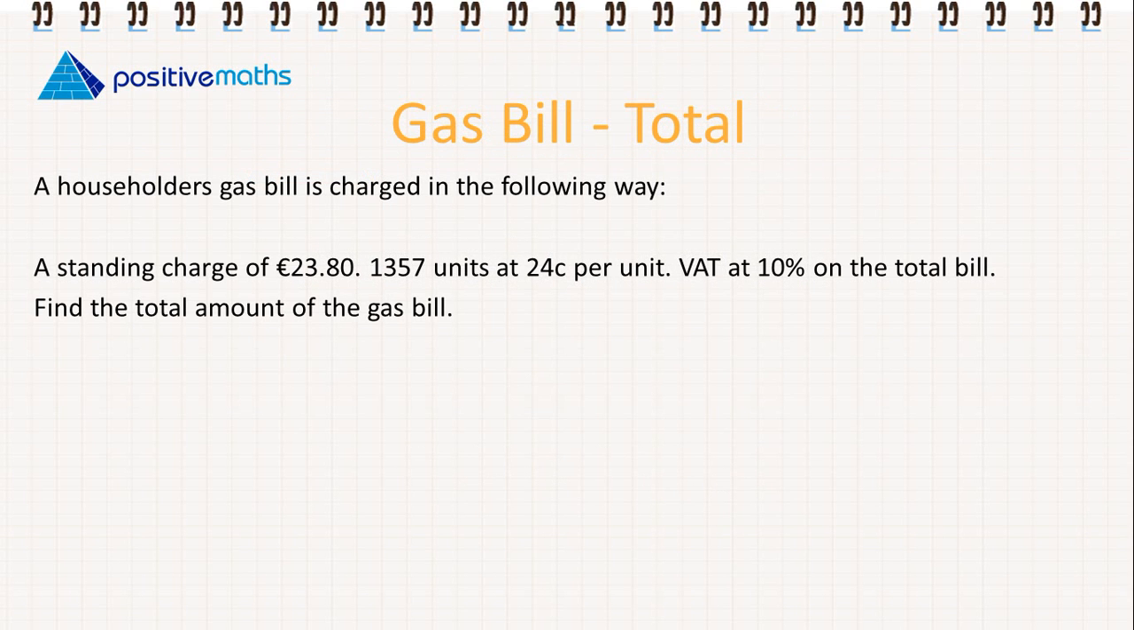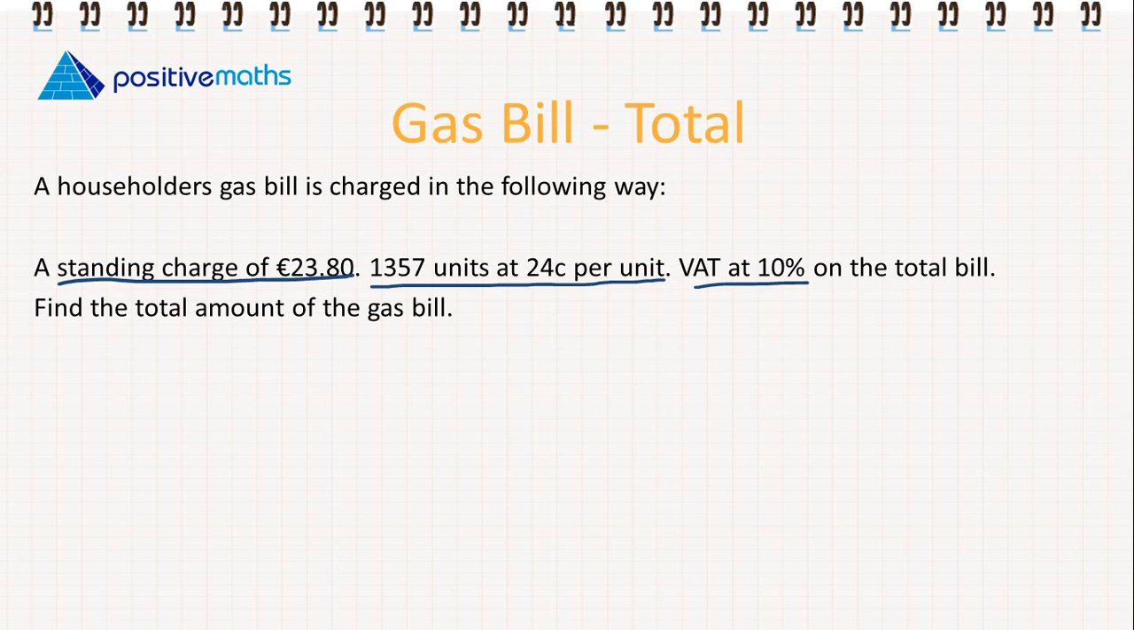Okay, so we're going to look at a gas bill. A householder's gas bill is charged in the following way. There's a standard charge of $23.80. I'm going to underline that. There's 1,357 units at 24 cents per unit, and VAT at 10% on the total bill. Find the total amount of the gas bill.